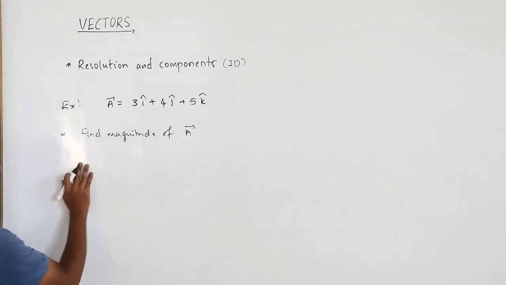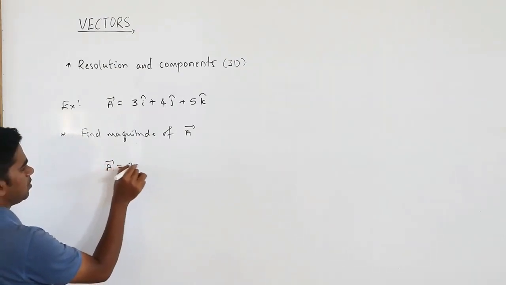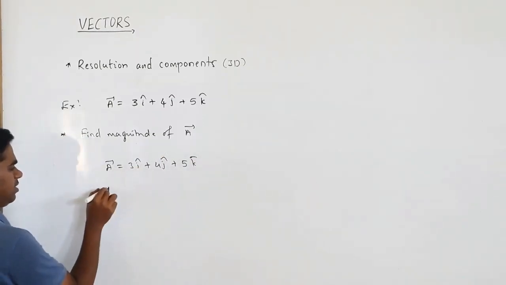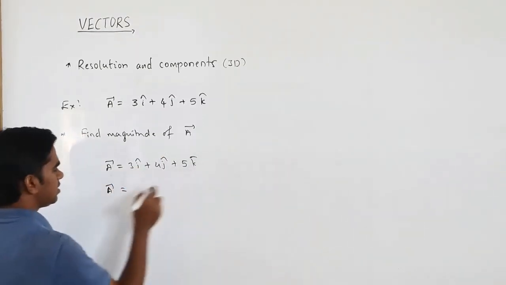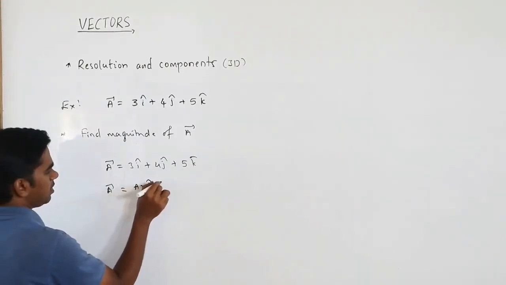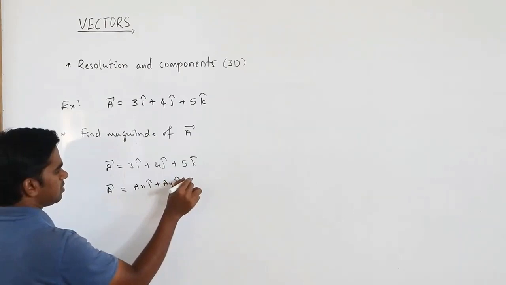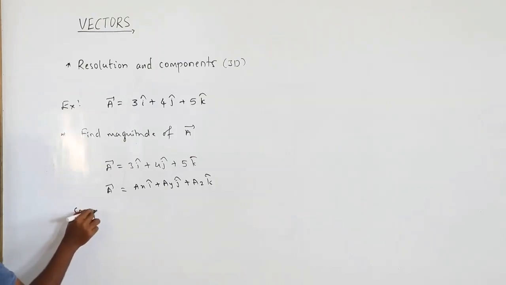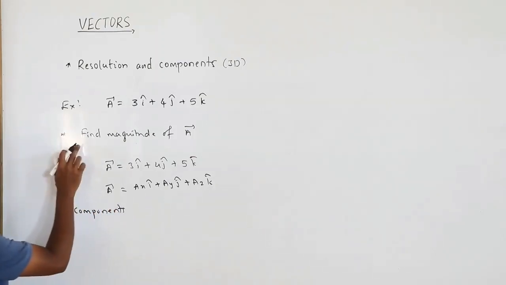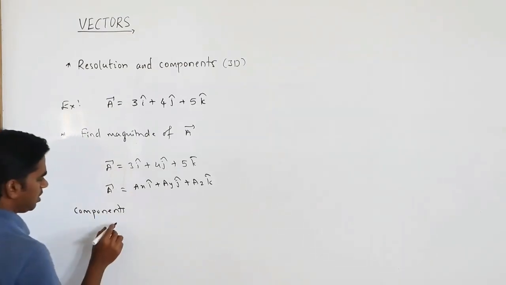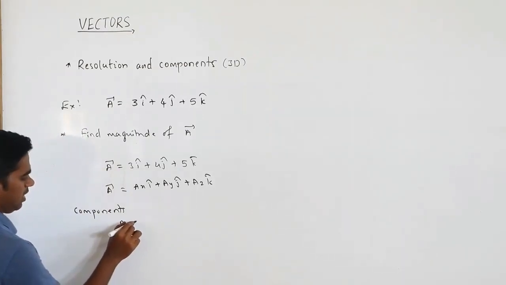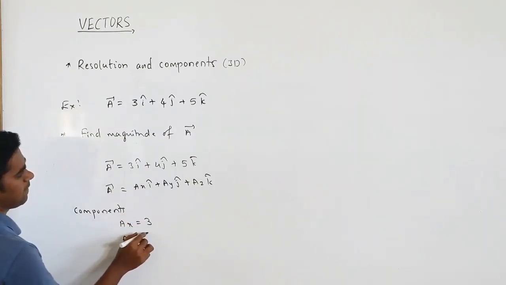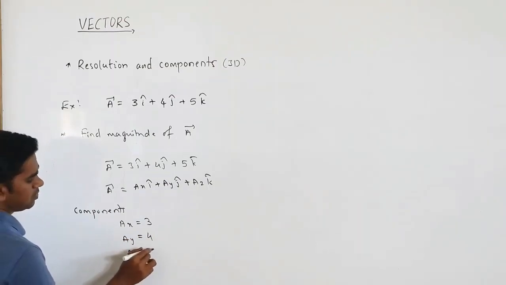So how can we find the magnitude? They have given vector A equals to 3 i cap plus 4 j cap plus 5 k cap. What is our standard equation? Standard equation, as we know, Ax i cap plus Ay j cap plus Az k cap. Okay. Now we got the components. What are the components? They may ask components also, no? So we can make one more question over here. Components: Ax is equals to how much? 3. Ay is equals to 4, Az equals to 5.